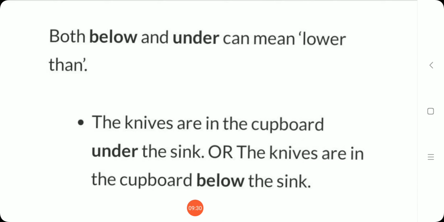So see, look at this one. Both below and under can mean lower than. So in the below and under, ரெண்டு prepositionுமே meaning it can mean lower than. See, the knives are in the cupboard under the sink, or the knives are in the cupboard below the sink. So in such sentences, we can use both below and under. So, there are some exceptional sentences where you can use both below and under. You have to differentiate where to use below and where to use under, or whether both will be correct.